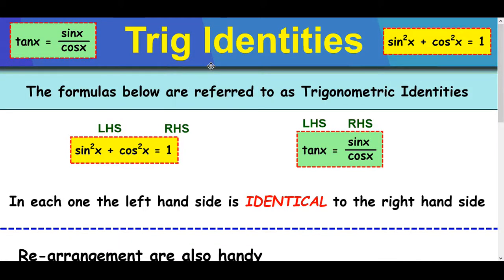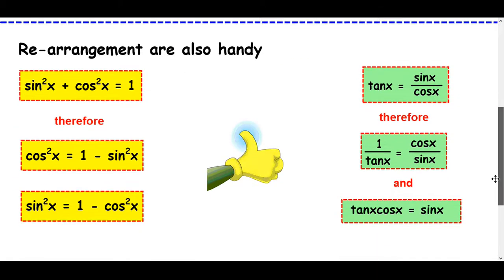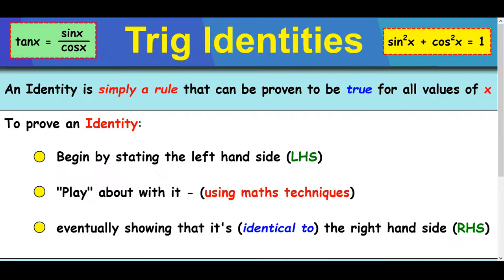In this lesson, we're going to look at proving trig identities. Now, it's expected you know these two trig identities in National 5, and then it's a case of using them to help you prove trig identities that are given to you in questions. It's also handy to know some rearrangements, but I did go over this in the last lesson. Right, let's get to it.